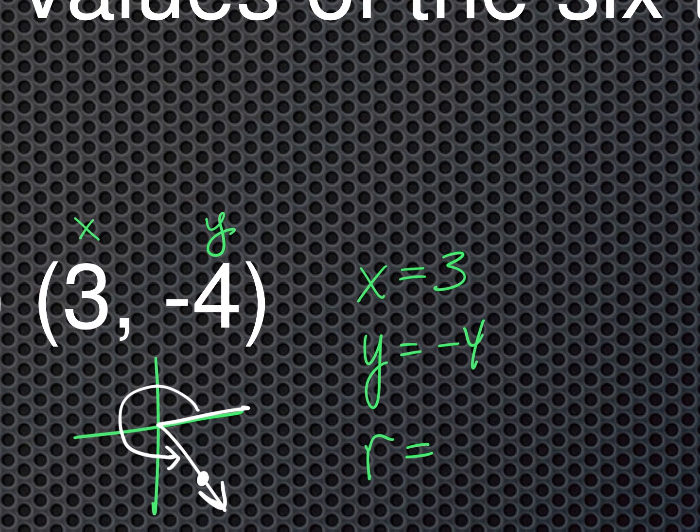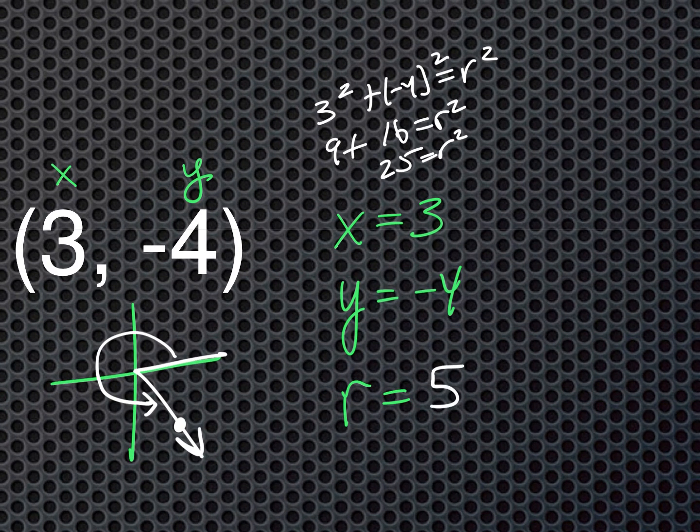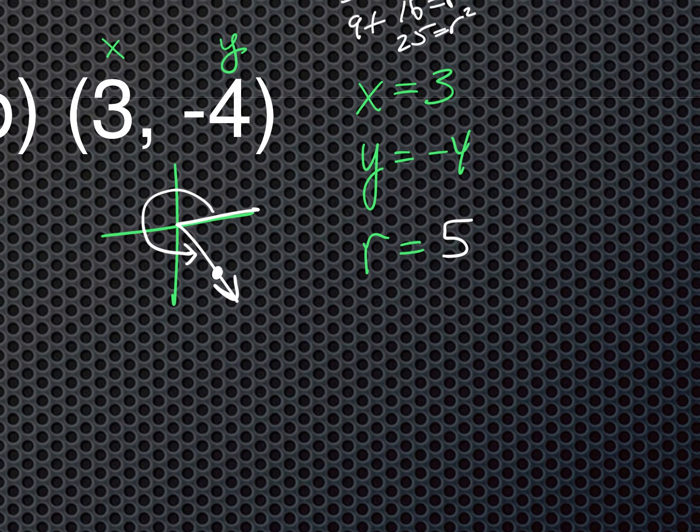But if I have 3 squared plus negative 4 squared equals r squared. 3 squared is 9. Negative 4 squared is 16 equals r squared. What's 9 and 16? 25 equals r squared. What's r equal, guys? 5. This is a nice pretty one.